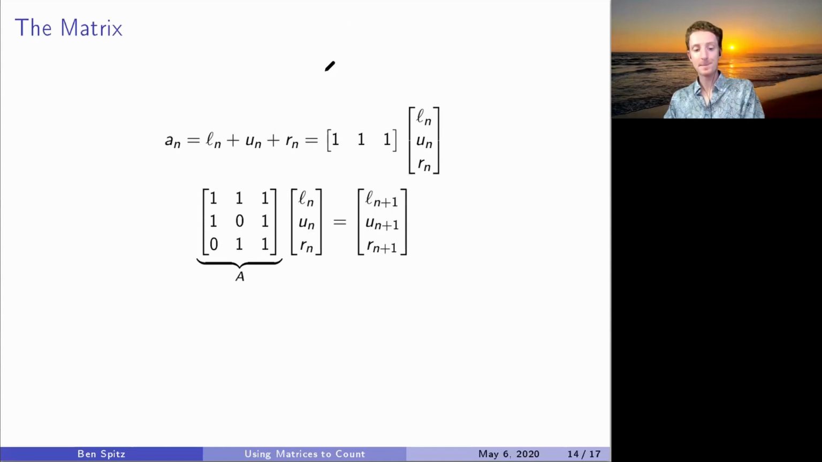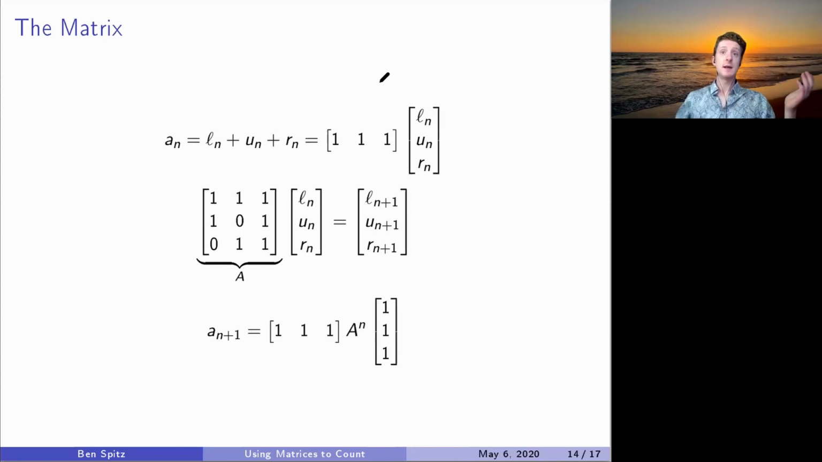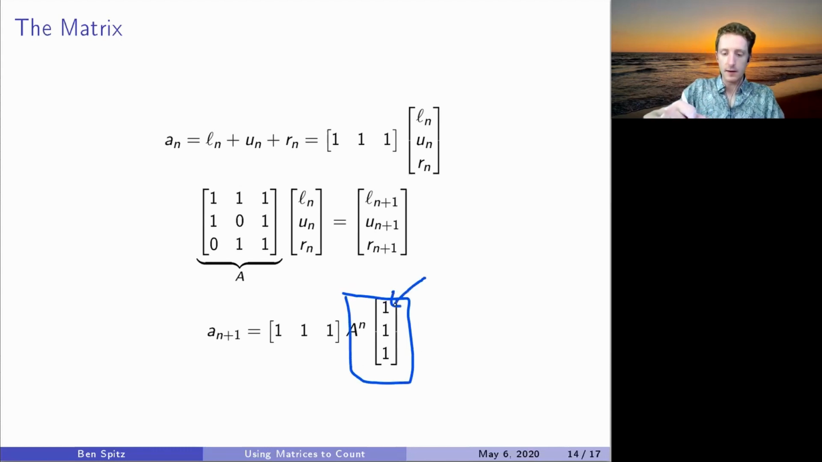Okay. So with those two things in mind, we have the same kind of deal as before. If I apply A once to my initial condition, I'll get the next values of L, U, and R. And if I apply A again, I'll get the next values of L, U, and R. And so if I apply A n different times, then I'll just increment the sequence that many times. So this bit here, this 1, 1, 1, these are the values of L1, U1, and R1.